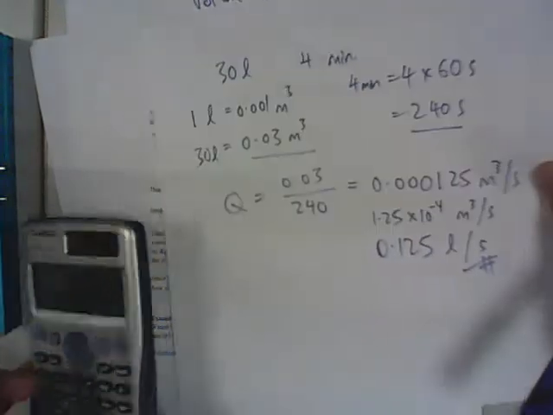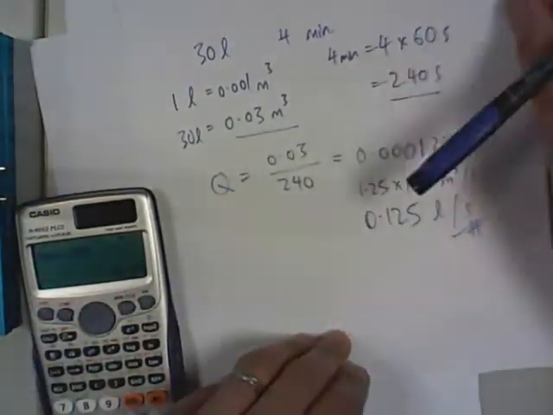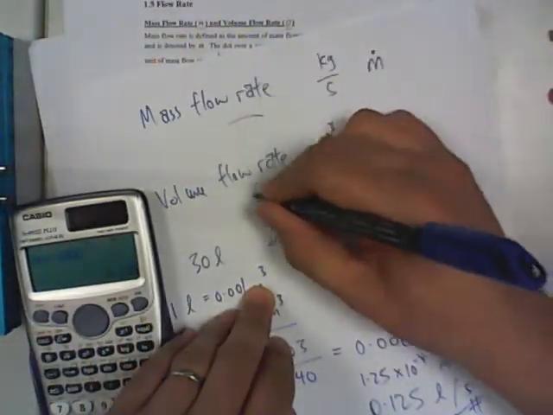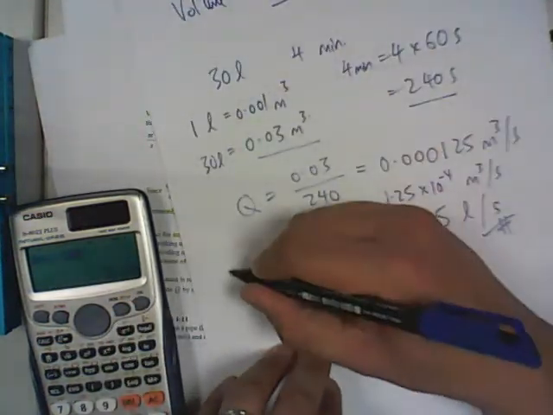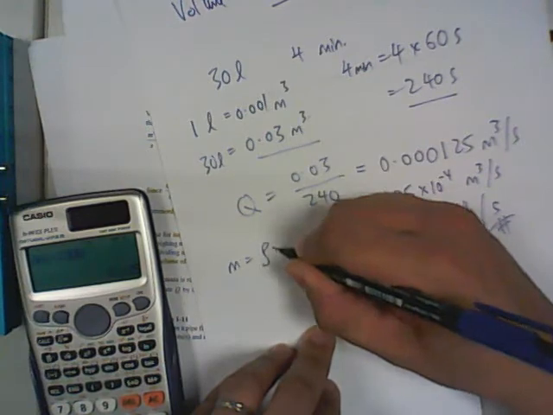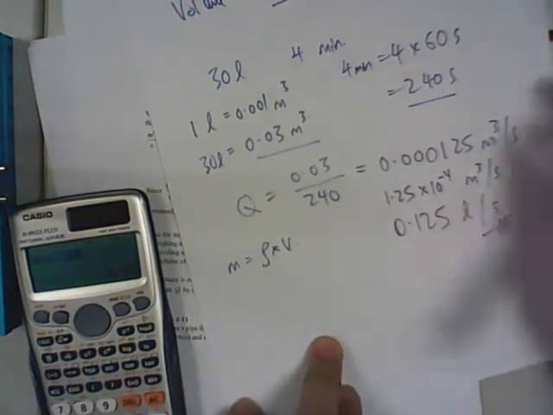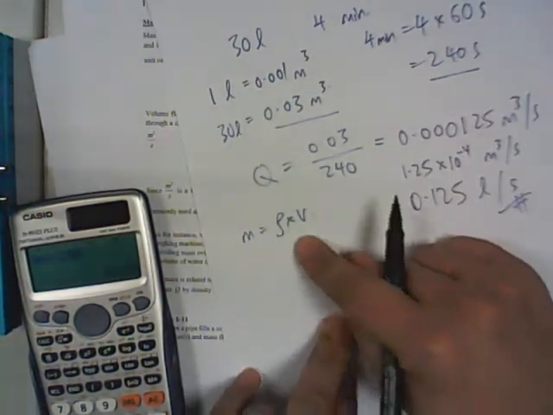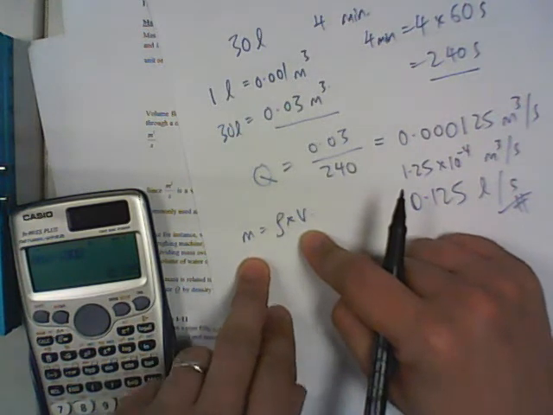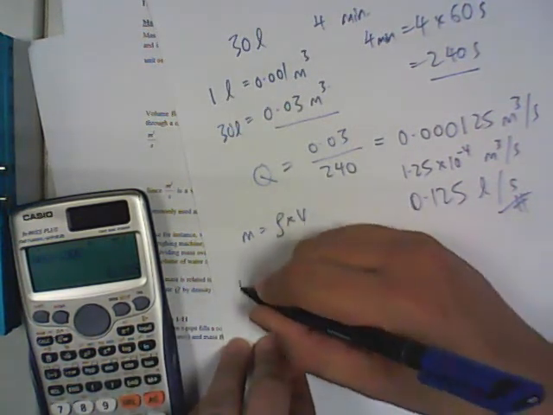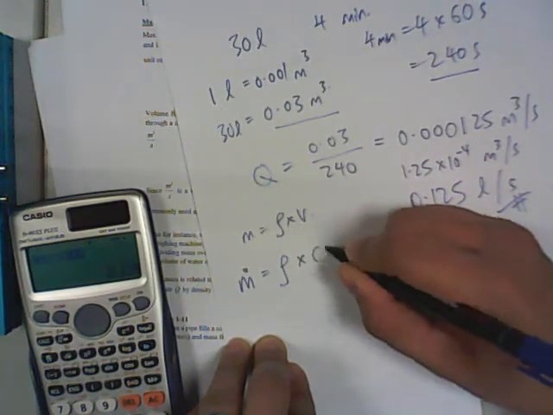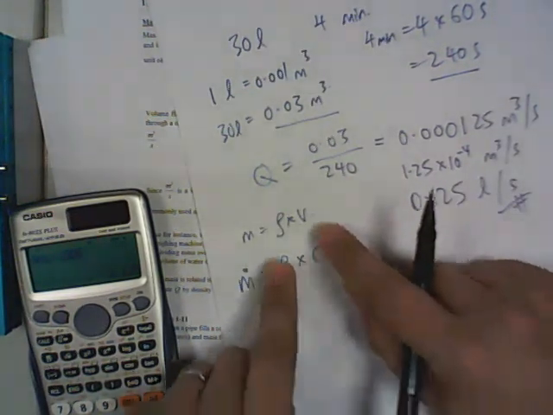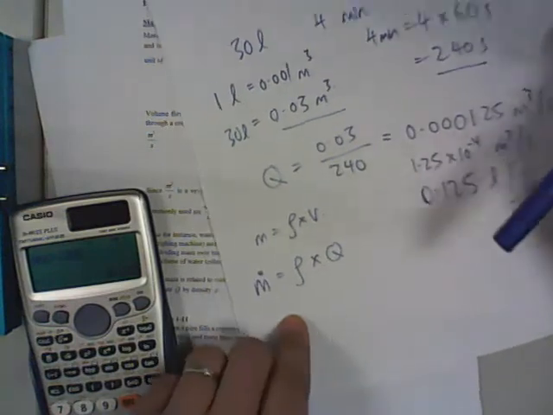So if you want to look at mass flow rate, how exactly do these two connect? Last time, mass is equal to density times volume. It doesn't matter whether there is a time factor inside, it remains the same. Your mass flow rate will be density multiplied by your volume flow rate. So it is the same idea.